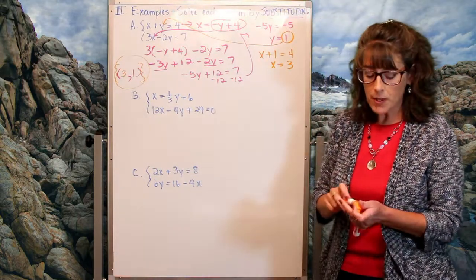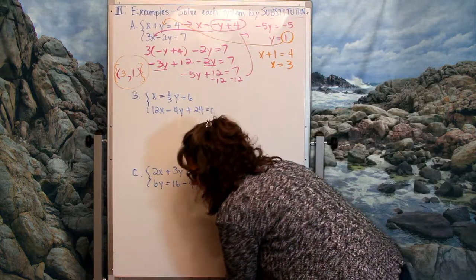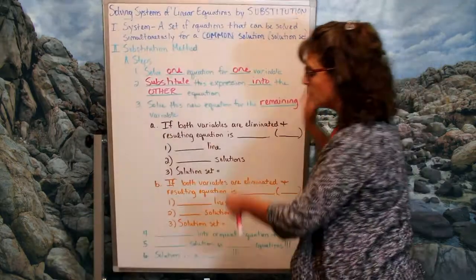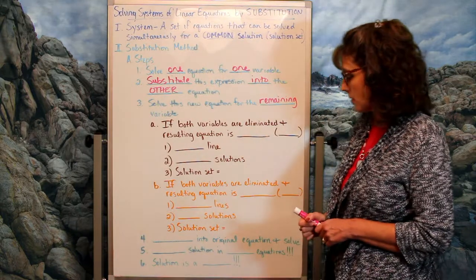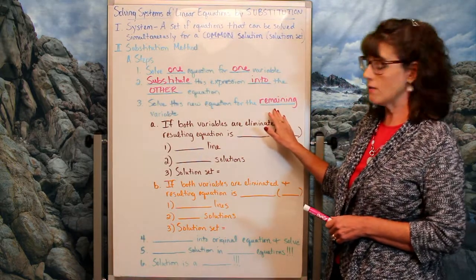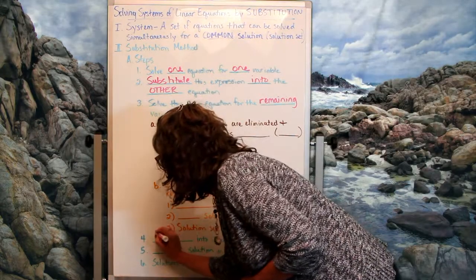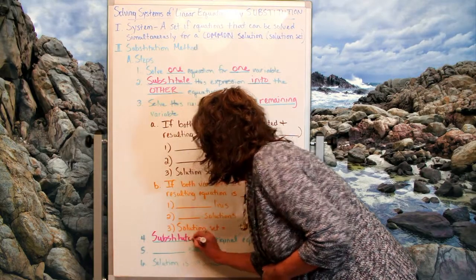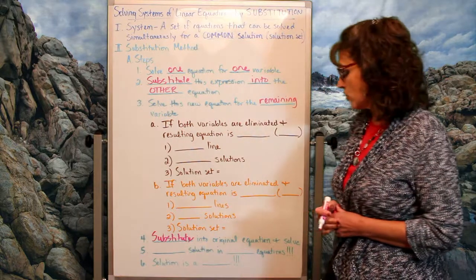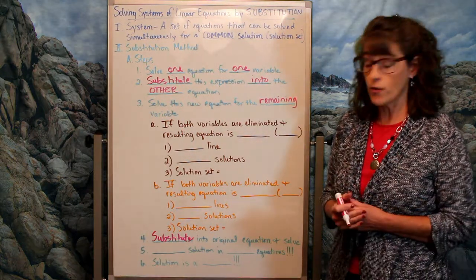So let's flip back then to those steps. And like I said, we're going to skip over the brown and the orange. We're going to see that in the next two examples. We're going to skip right down here. So once we've solved it for that remaining variable, we're going to substitute that into the original equation and solve for the other variable.